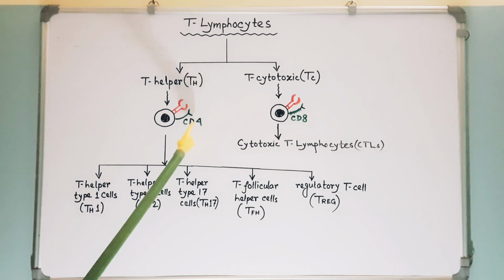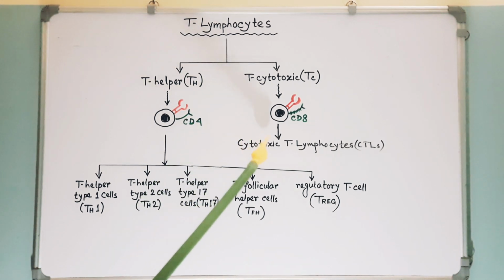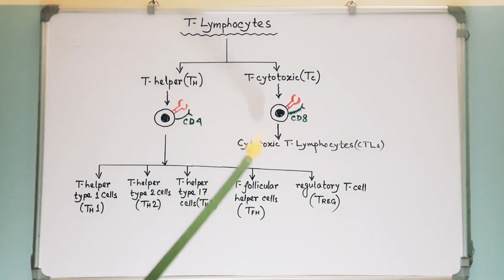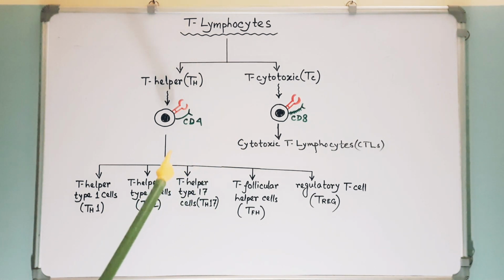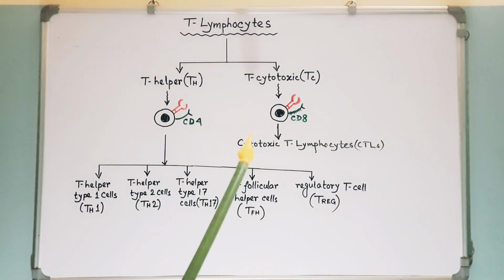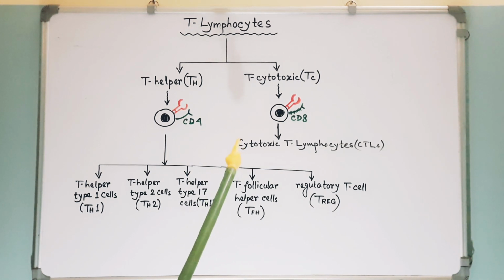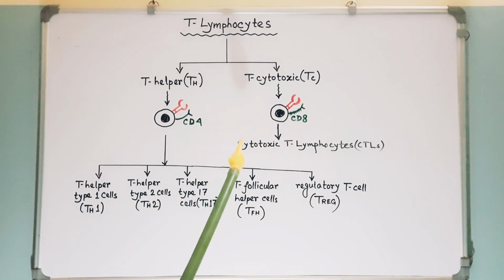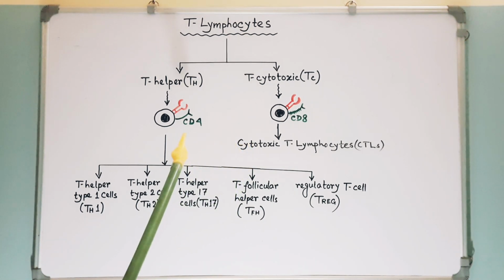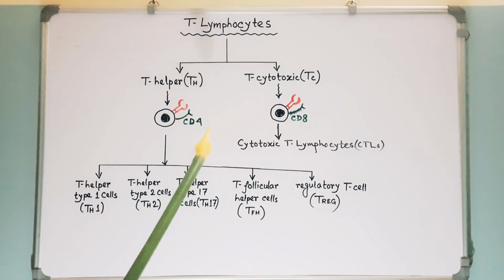The ratio of CD4 plus to CD8 plus T cells is approximately 2 to 1 in normal human peripheral blood. A change in the ratio is often an indicator of immunodeficiency disease, autoimmune diseases, and other disorders.